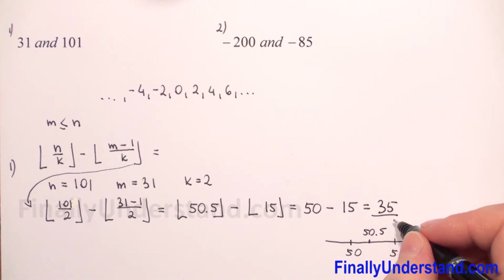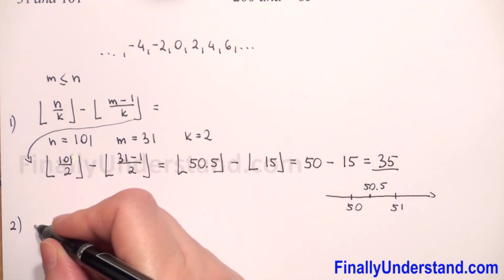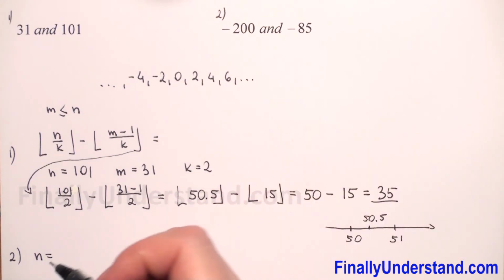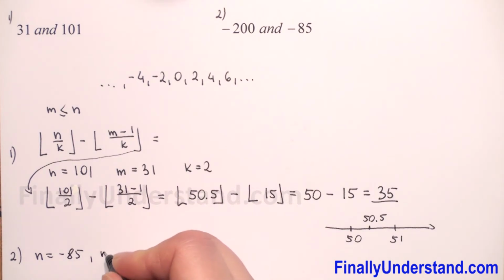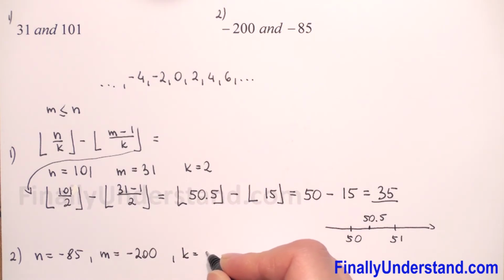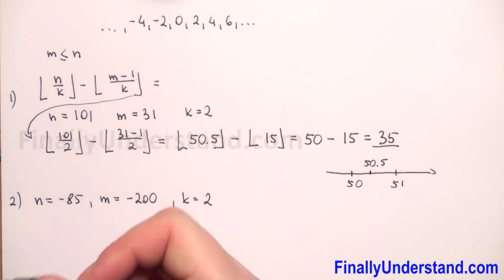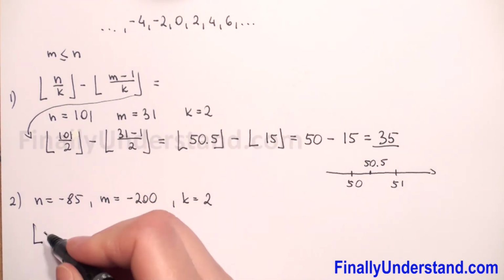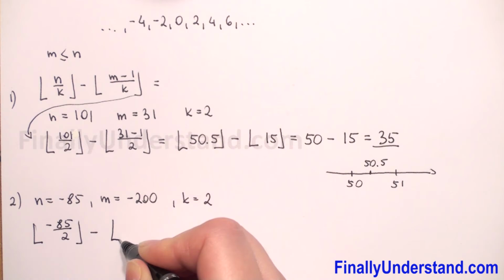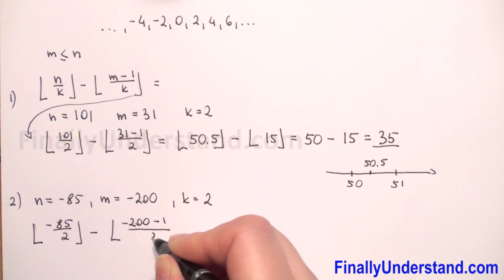So we have the solution to the first example. For the second example, we have n equals -85, m is equal to -200, and k is equal to 2. So we will use the same formula again. We have to find floor of -85 divided by 2 minus floor of (-200 minus 1) over 2.